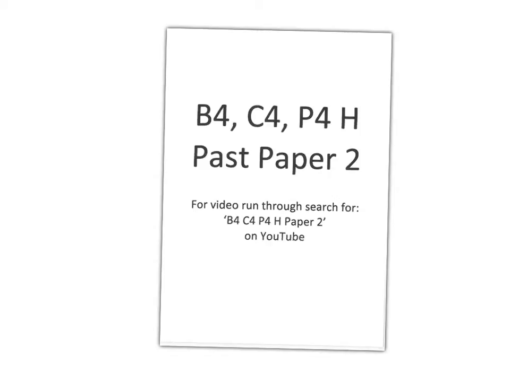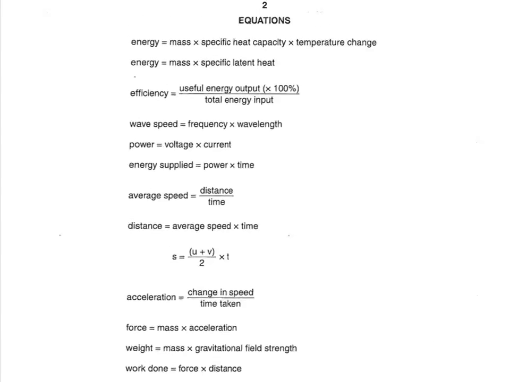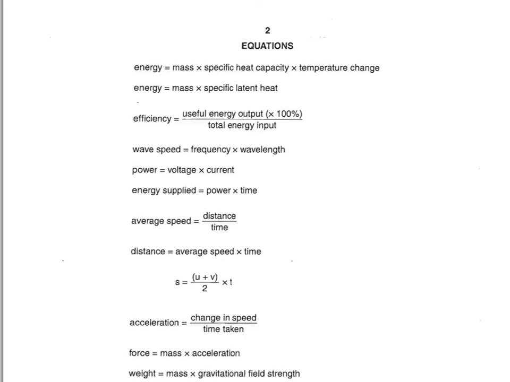So this is the B4C4P4 higher past paper 2 run through. Remember that you have these equations at the front of your paper if needed, usually for the physics section.